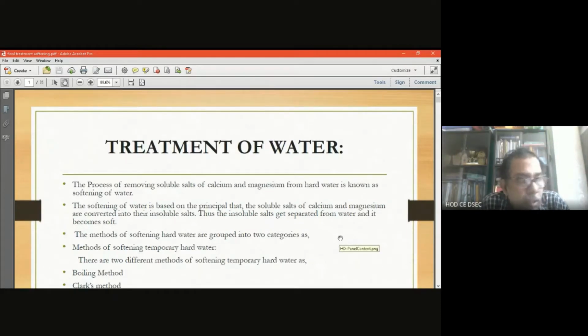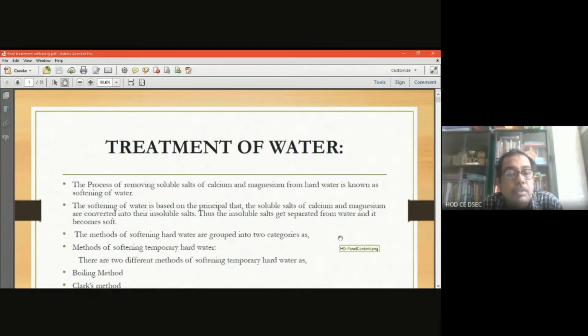That is the treatment of water, the water softening process. That means if the water is hard, how the water softening process is done, that treatment will be described. What do you mean by the water softening process? This is the process of removing the soluble salts of calcium and magnesium from the hard water. This is called the water softening process.